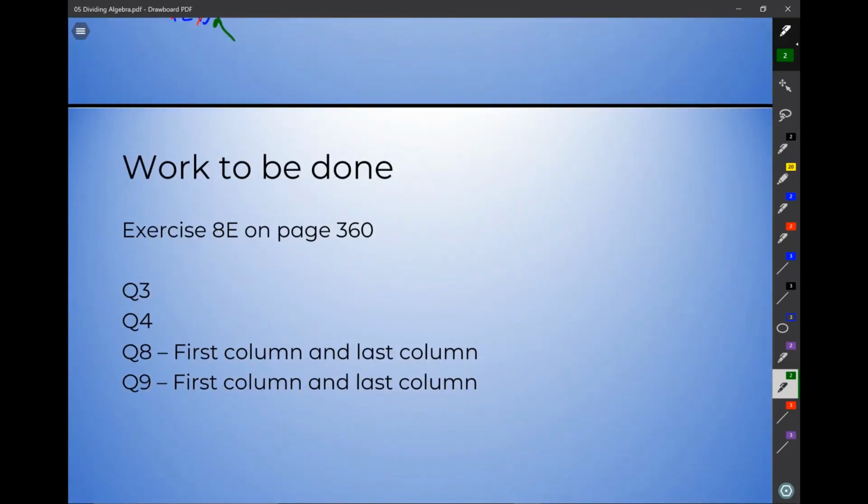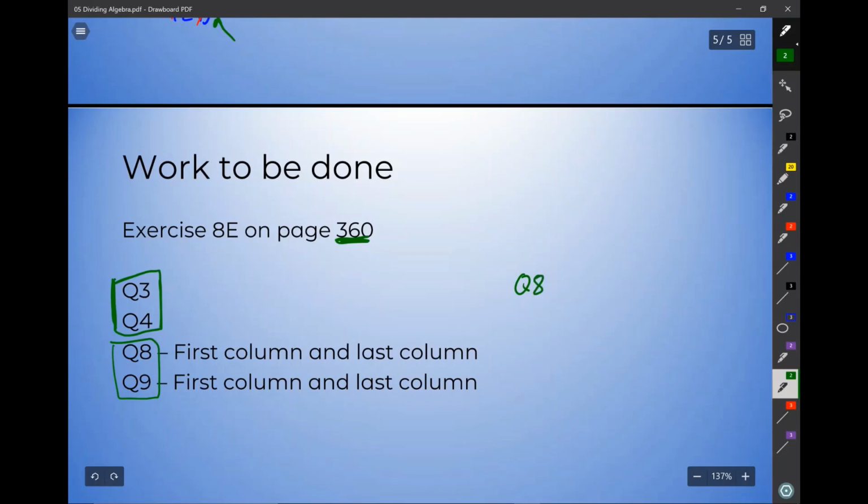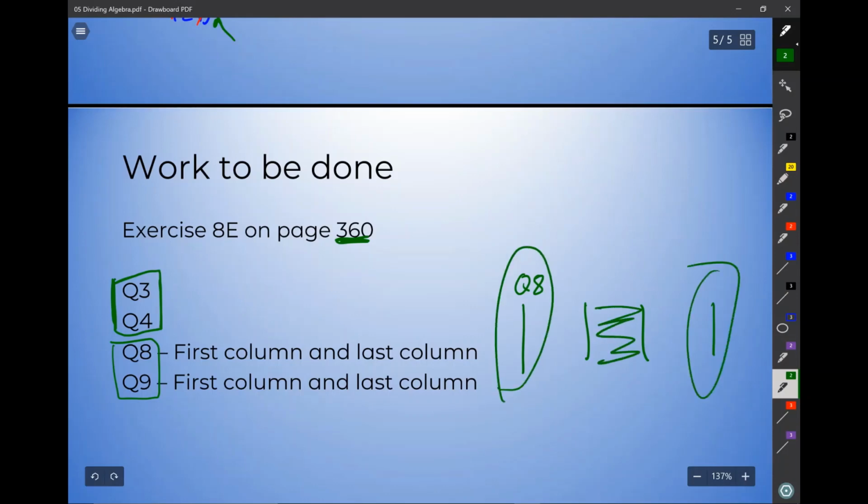Now you guys are going to go back to the same exercise we started yesterday, and this time you'll start out by doing question 3 and 4, and then you'll skip down to question 8 and 9. Remember what we were doing yesterday, where there were 4 columns of questions and we answered the first and the last but ignored the middle 2. We're going to do that again.